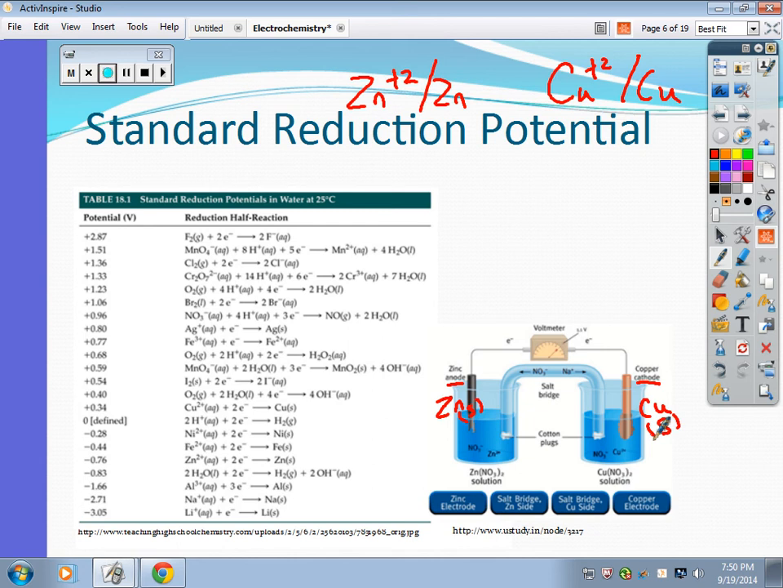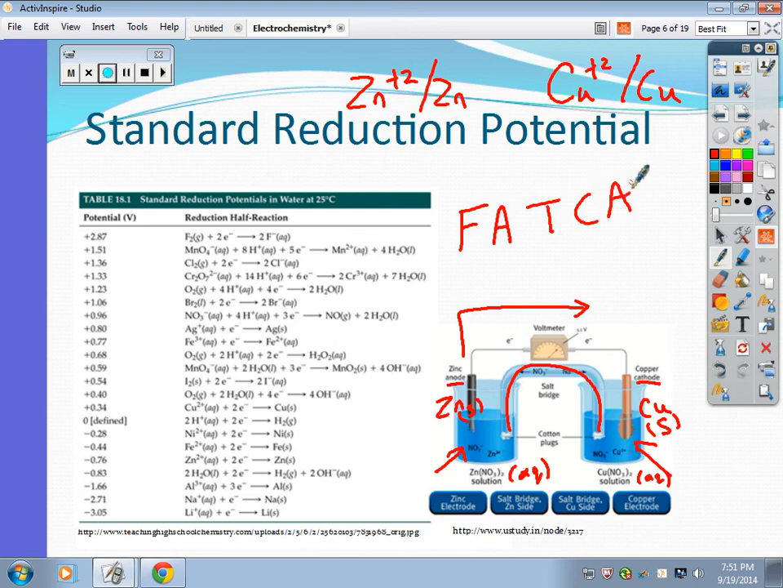And there's the salt bridge, which we talked about parts-wise. These are electrolytes. This is a zinc nitrate solution, and that will be aqueous, which means it dissolves in water. And this is also an electrolyte on this side. It's a copper nitrate aqueous solution, which means it dissolves in water. There's a voltmeter, which shows flow. The flow of electrons goes from the anode to the cathode. Okay, or fat cat. From the anode to the cathode is the direction of electron flow.